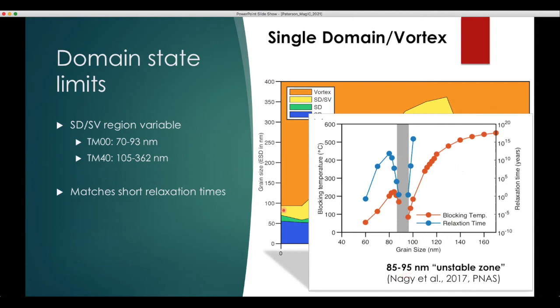And this actually coincides very closely to the single domain, single vortex transition zone that we see here. So Les gets a value of about 85 to 95. Our transition zone for magnetite is 70 to about 95, so it matches this upper region.